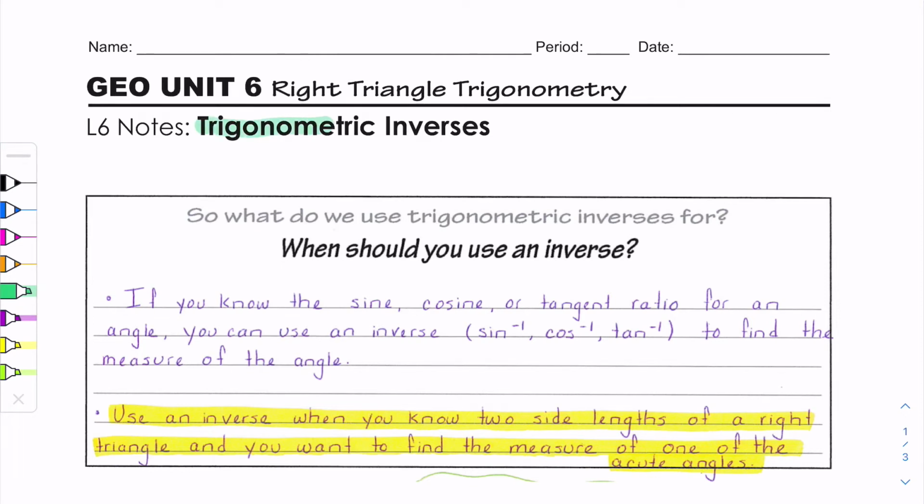Trig inverses. This is a continuation of yesterday's lesson, but using an inverse is when you are finding the missing angle measure. During yesterday's lesson, we were finding a missing side length, and during today's lesson, we use the trig values to find a missing angle.